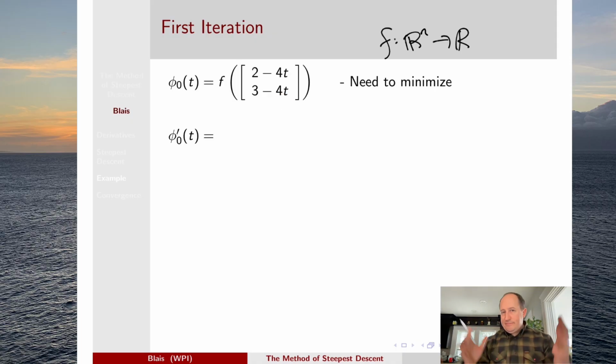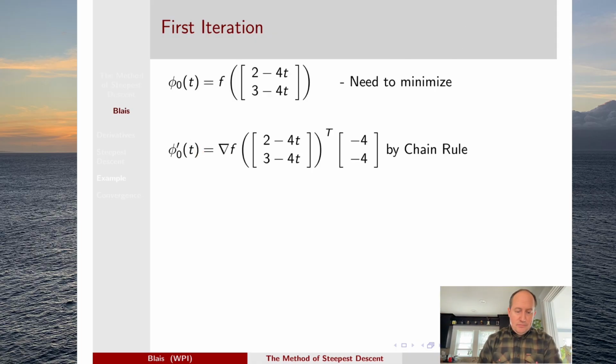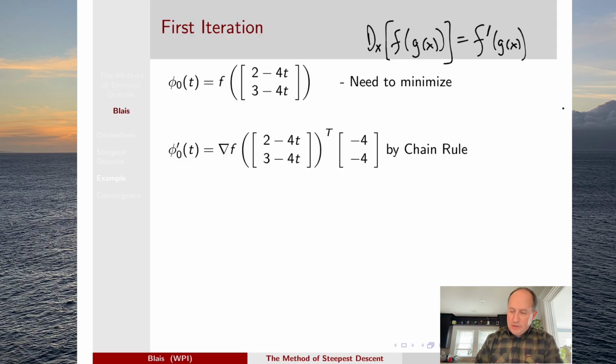So what we want, a standard single variable calculus problem, is to take the derivative with respect to t and set it equal to 0. When we take the derivative with respect to t of phi naught, we can use this vector calculus version of chain rule. Remember how chain rule works for functions of a single variable. If you want the derivative of f of g of x, and both f and g are differentiable functions, then we think of this as take the derivative of the outer function, leaving the inner function alone, times the derivative of the inner function.